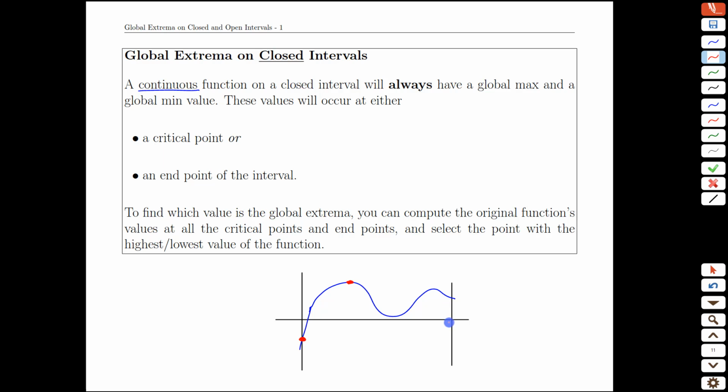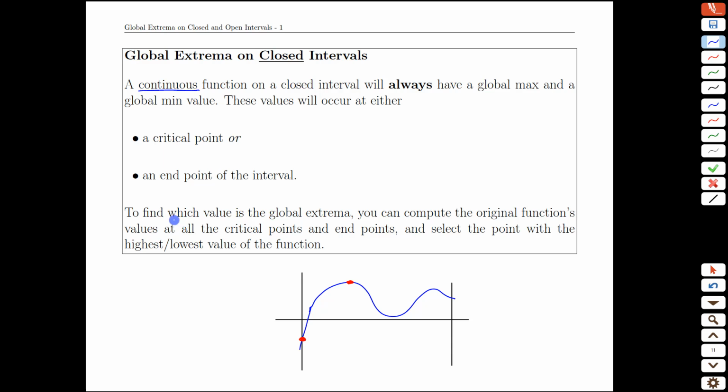So if we put barriers of a closed interval, which means including the endpoints, then we're going to find a highest point on that interval and a lowest point, guaranteed. Even better, we can guarantee that those global max and mins will occur at either a critical point, say like this point here, or where we ended up cutting off the interval at some endpoint of the interval.